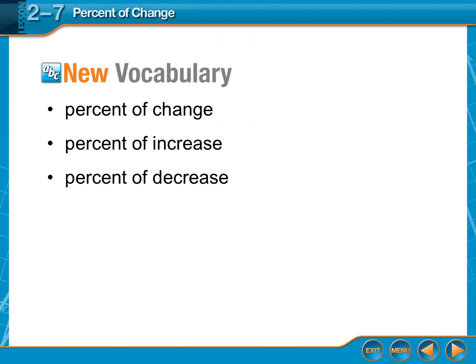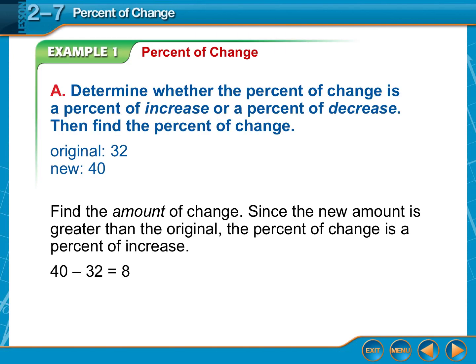Okay, so we're working with percent of change, percent of increase, and percent of decrease. For percent of change, you're going to be given your original and your new. You want to find the difference between those, so you just subtract the bigger number minus the smaller number. So you get 8. Was that an increase or a decrease from original to new? It was an increase. Original was 32, new is 40, so you increased. Look at the original to new. If your new is bigger, you increased. Okay?